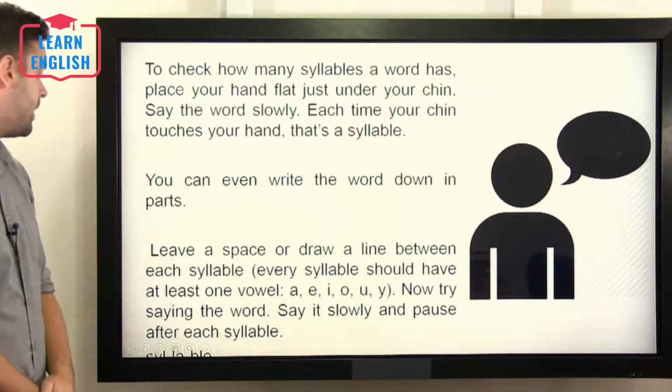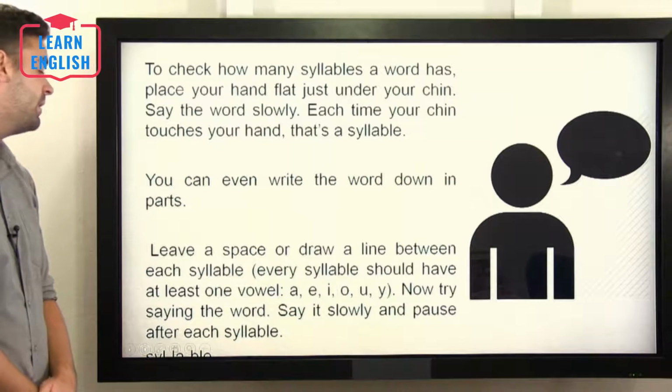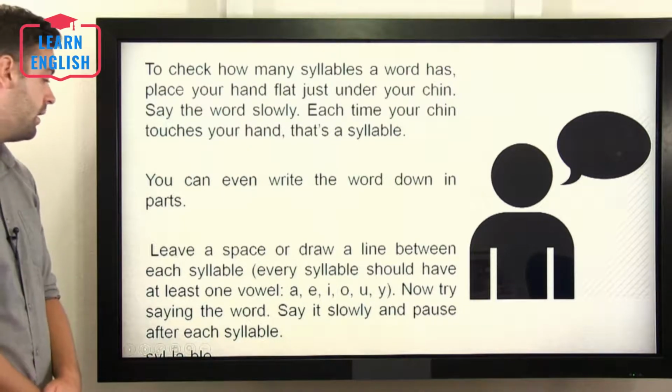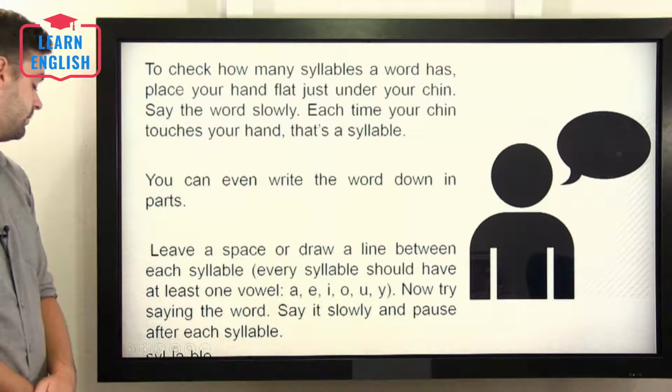You can even write down the word in parts. Leave a space between, or draw a line between each syllable. Every syllable should have at least one vowel, A, E, I, O, U, or Y. Now try saying the word, say it slowly and pause after each syllable.